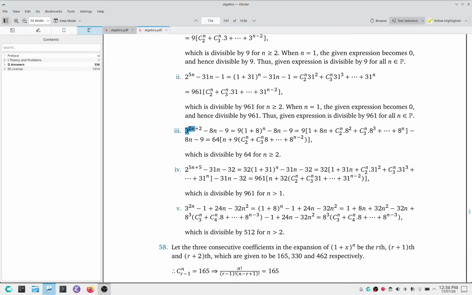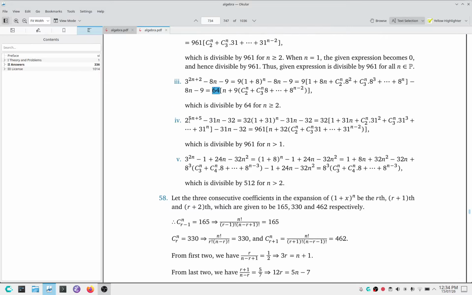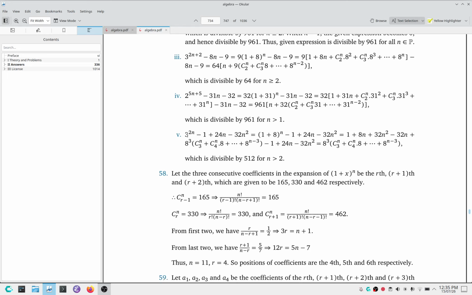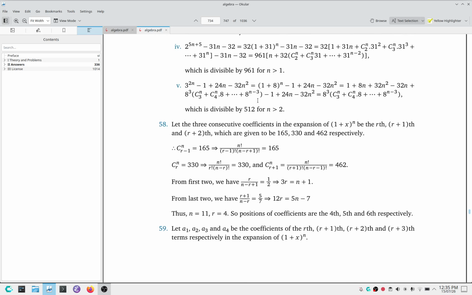And you can see 3 to the power n plus 2 has been written as 9 times 1 plus 8 to the power n and then subtracted. So we see this becomes a multiple of 64. Here we extract 2 to the power 5 and rewrite it as 32 times 1 plus 31 to the power n. And here we take out 3 square common and write it as 1 plus 8 to the power n. And thus we see all these are divisible by their respective divisors.